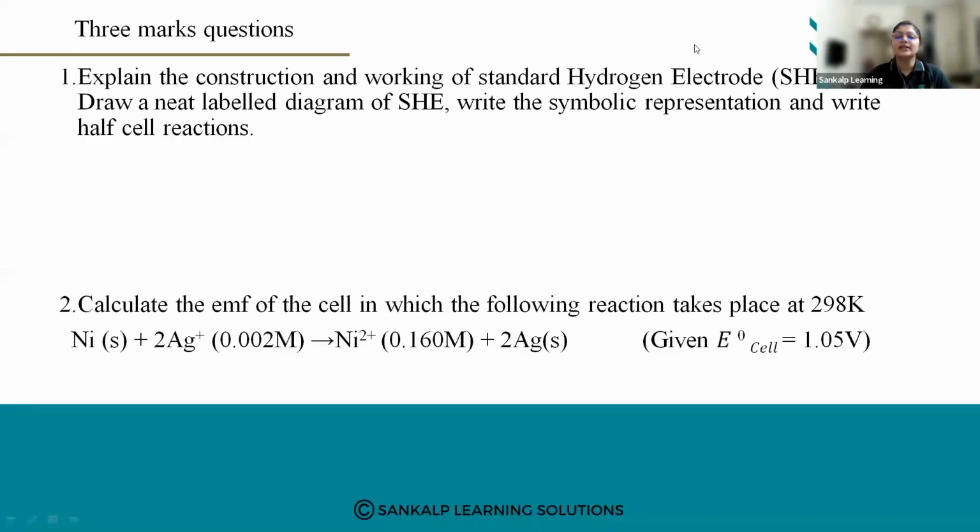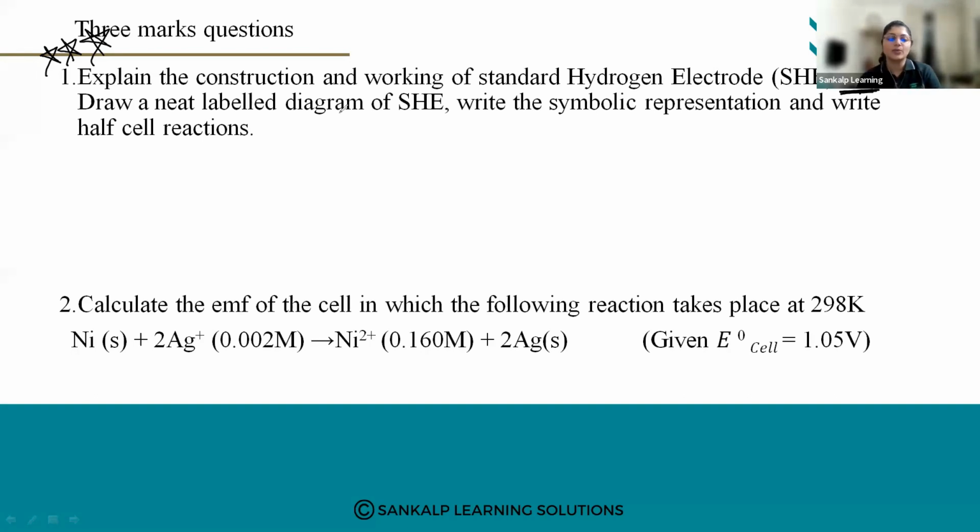Moving further, next is the 3 marks question. The first question is very, very important. As I've said, practice the Daniell cell, and you have to practice this also: construction and working of standard hydrogen electrode. Explain the construction and working of standard hydrogen electrode, or it can be asked another way, like draw a neat labelled diagram of standard hydrogen electrode and write its symbolic representation and its half cell reaction.